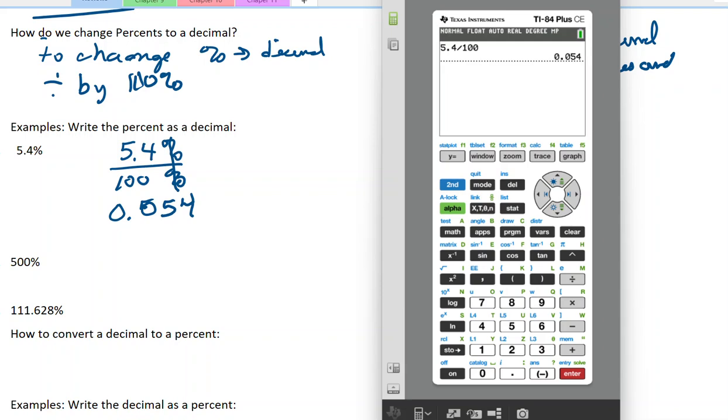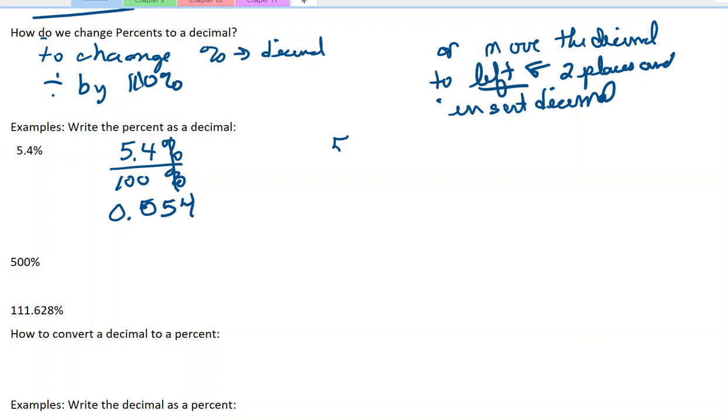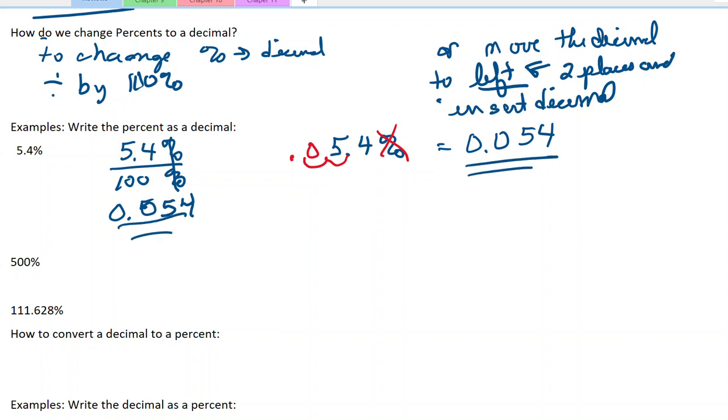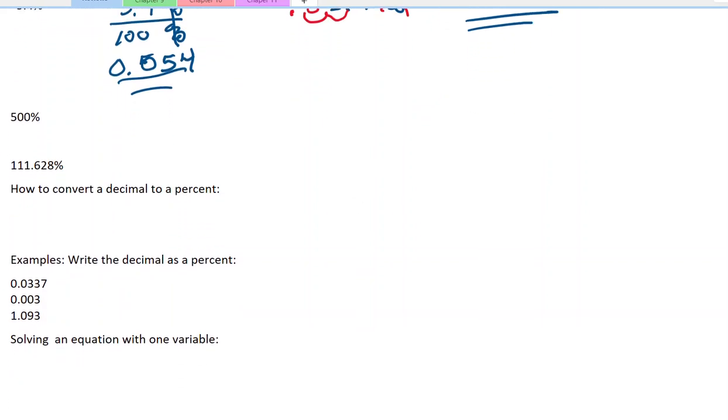Or I can take the 5.4%, cancel this, and move the decimal 2 places to the left and put a decimal. And that makes it 0.054. Okay, did we get the same thing? Yes.